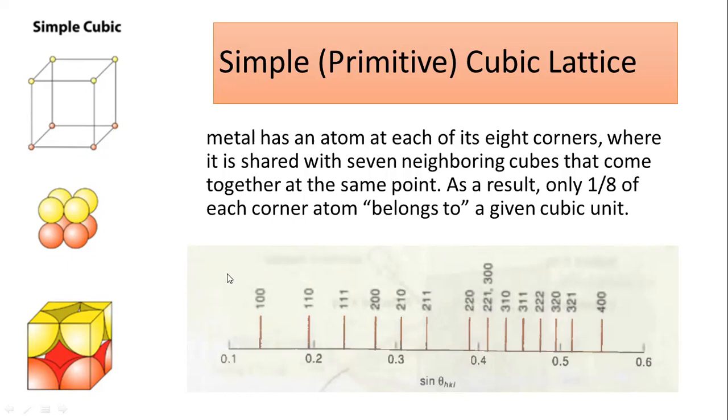This is important because we will use this XRD pattern. You will get this data from the XRD, or X-ray diffractometer, and the sine theta is given over here, and these are the HKL values, or you may say the Miller indices. Now we will use the previous equation to calculate the interplanar separation and then the ratio between different planes, like what is the ratio of the separation of this plane with this plane. All these are the different planes in the simple or primitive cubic lattice.